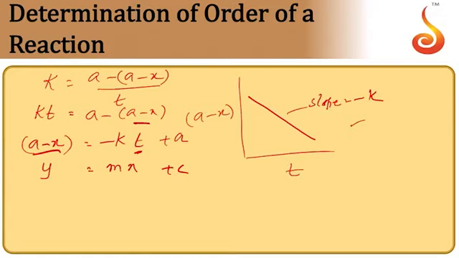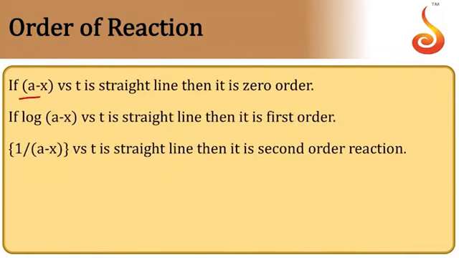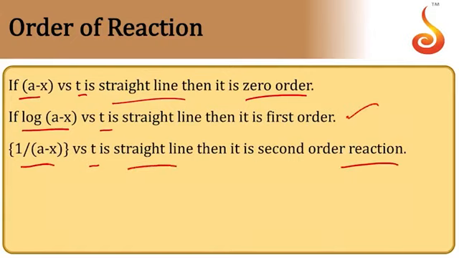In this way, we change the integrated expressions into the form y is equal to mx plus c, and we plot the graphs. This is an example taken for a zero order reaction. Similarly, for all we can derive the expressions. So a minus x versus t, straight line stands for a zero order reaction. If you plot log a minus x versus t, a straight line, then that is said to be a first order reaction. If 1 by a minus x versus t, straight line, that is said to be a second order reaction. All these things are obtained from the rate expressions which are given in the table previously.